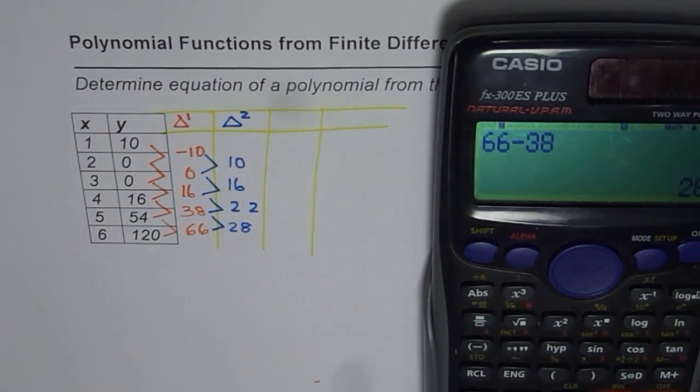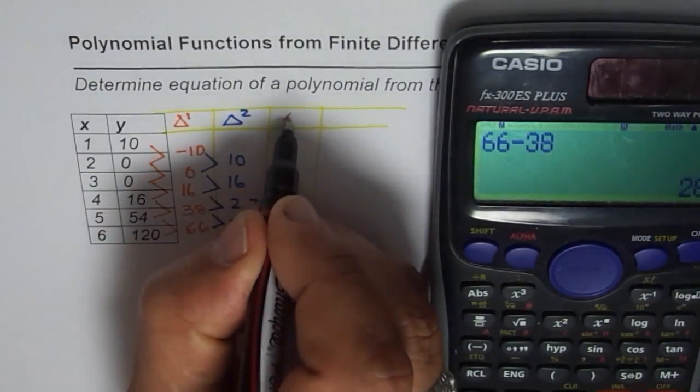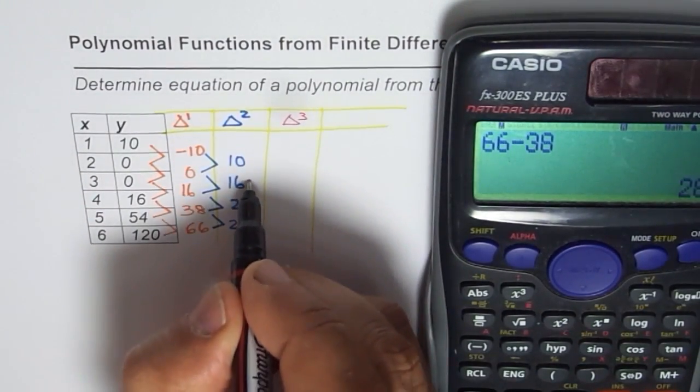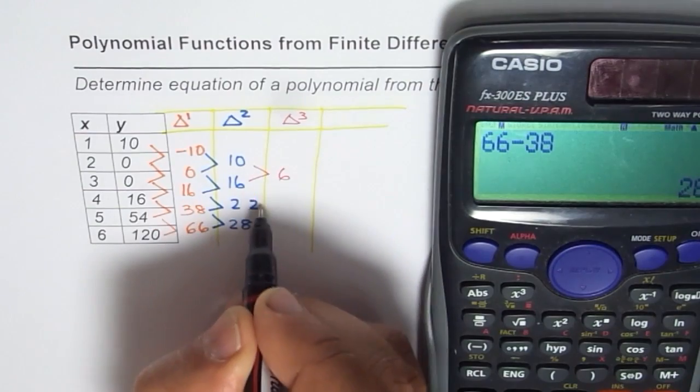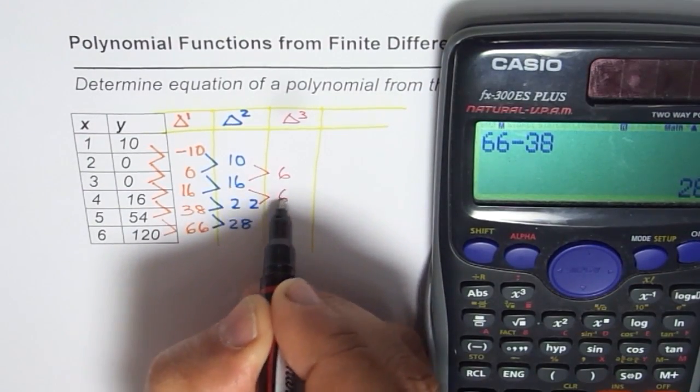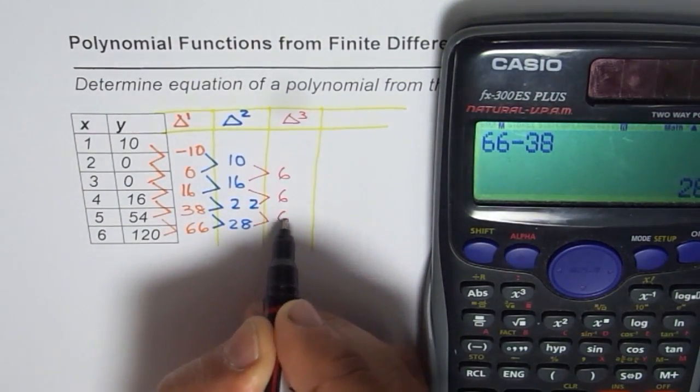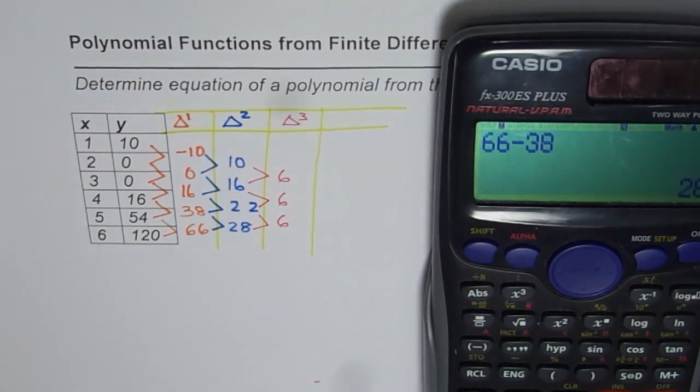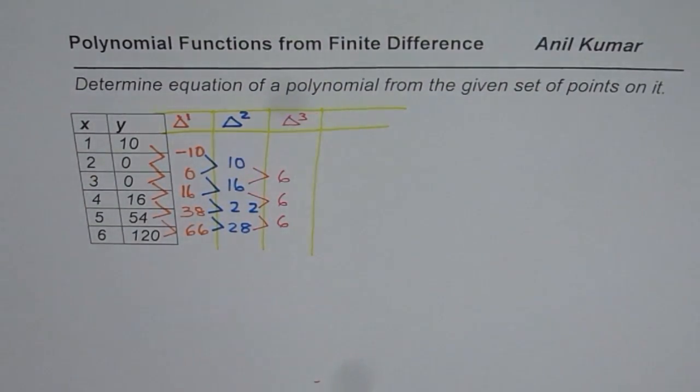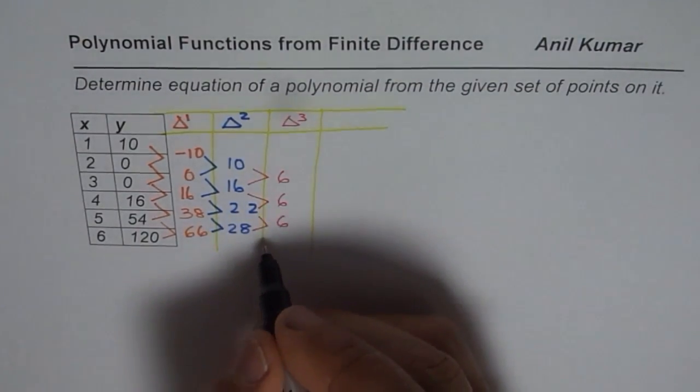That means we have to go further and find the third finite difference. So it could be cubic. Let's do it. 16 minus 10 is 6. 22 minus 16 is 6. 28 minus 22 is 6. That is constant. Perfect. Since it is constant, we know it is a cubic equation.